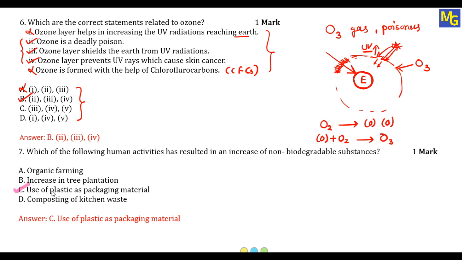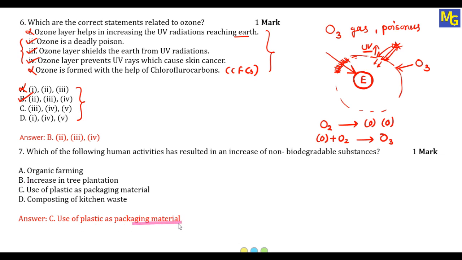Option D, composting kitchen waste. Kitchen waste means all the vegetable matter which we use to prepare food items. These all will be decomposed with the help of biological organisms or microorganisms. Therefore, option D cannot be the correct one. So here the correct option is option C. So write down answer C, use of plastic as packaging material.